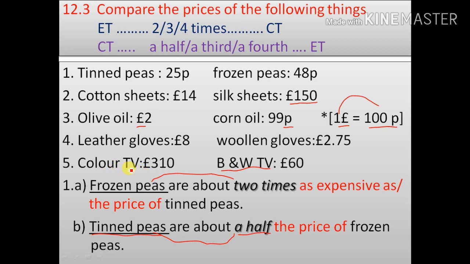Okay, I think you get it. So once remember, if you are using the expensive thing at the beginning of the sentence, you have to use times: 2 times, 3 times, 4 times, 5 times. And if you begin your sentence with the cheap thing, rather than using times, you have to use a half, a third, a fourth.